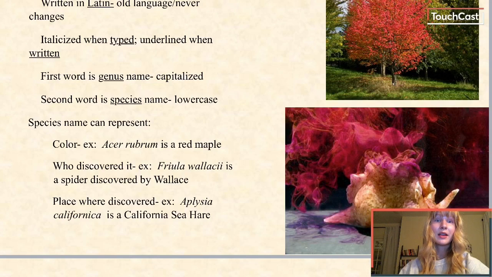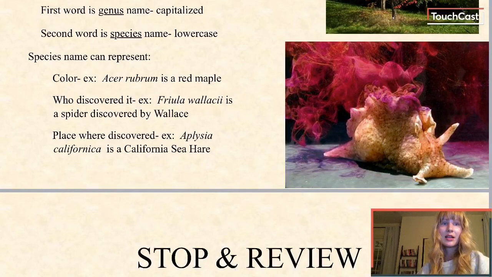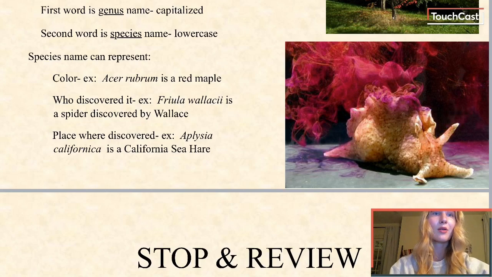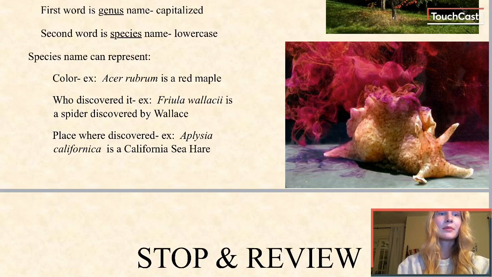It could be who discovered it. So Phryula wallacei is a spider discovered by Wallace. So he decided to name it like that. And then the place where it's discovered as well. So for the example here, it's the Aplysia californica, which is the California sea hare. And you can see it in the picture here. It doesn't have to follow these things, but just an example of how they could be named.